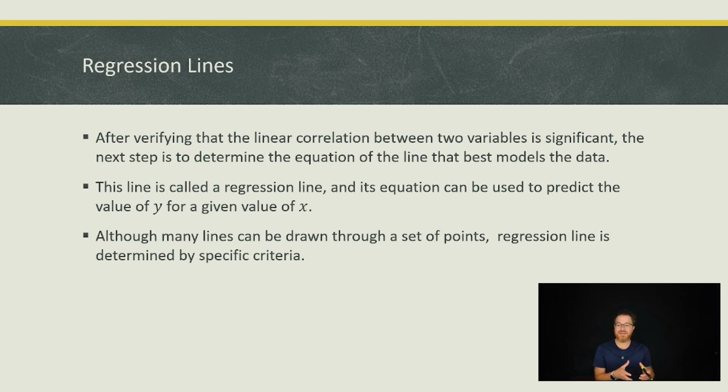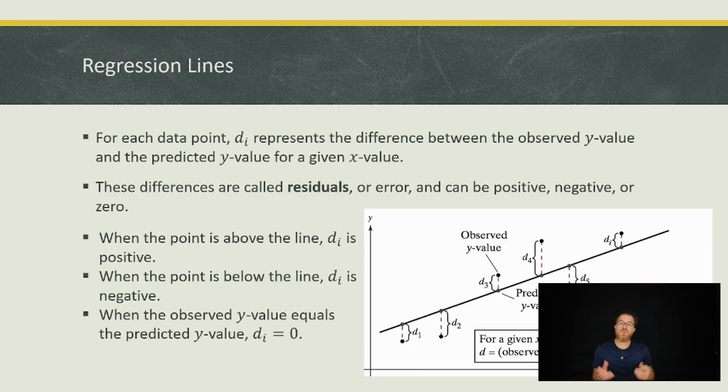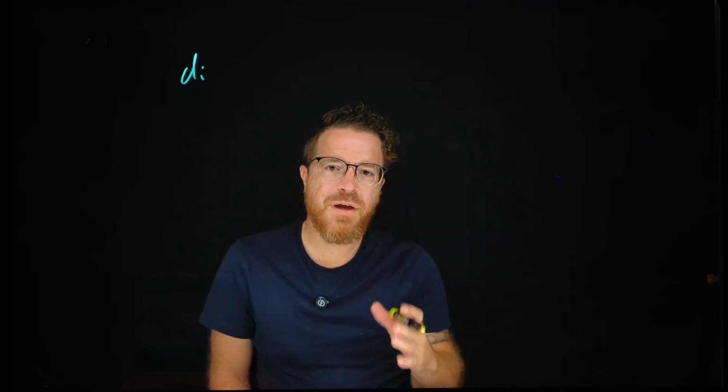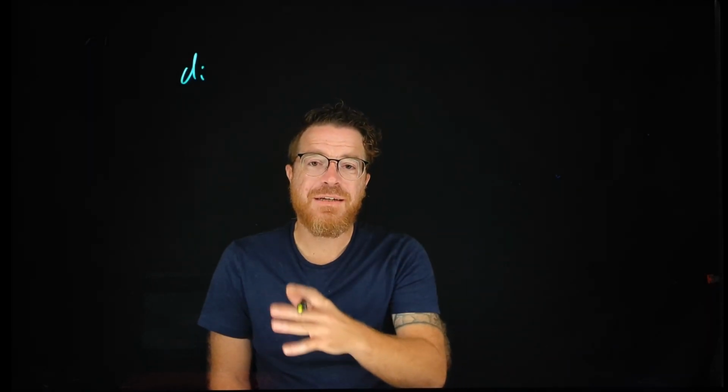for some given x. Although many lines can be drawn through a set of points, the regression line is going to be the one that gives us some specific criteria to determine it as a best fit line. So how do we find this regression line? Well, for each data point, we're going to have a variable d_i, which just represents the distance between the observed value y and the predicted value ŷ.